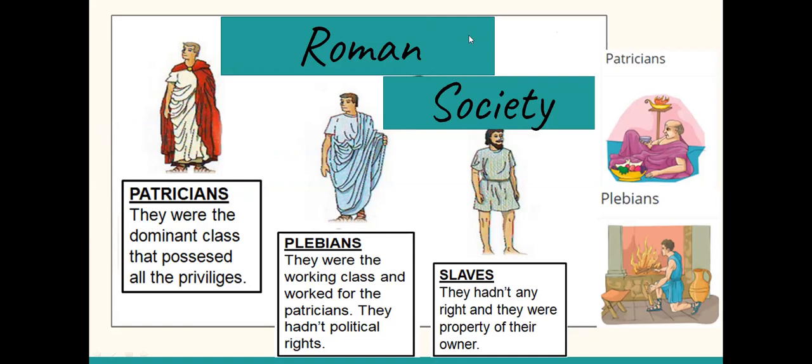In the middle of the scale, here, we have the plebeians. The plebeians were the working class, and they worked for the patricians. They hadn't political rights. They couldn't vote or participate in the community or take decisions. And the slaves. The slaves hadn't any rights, and they were property of their owner.